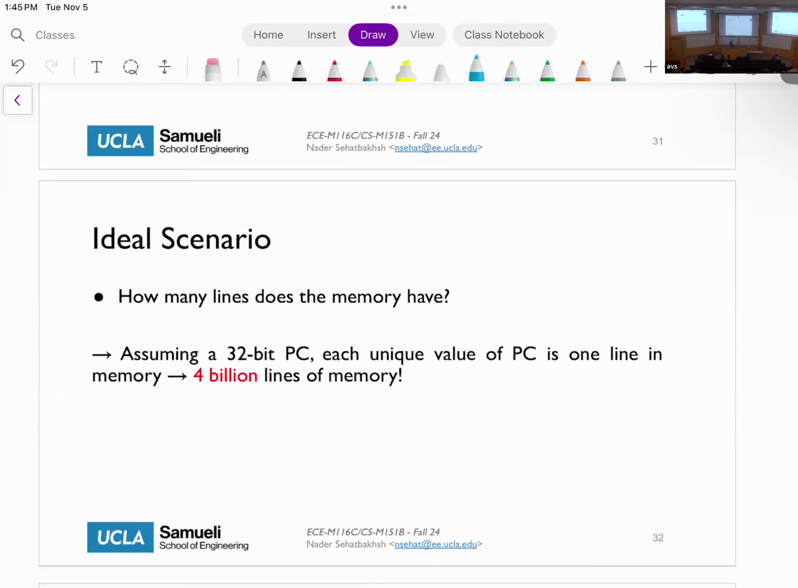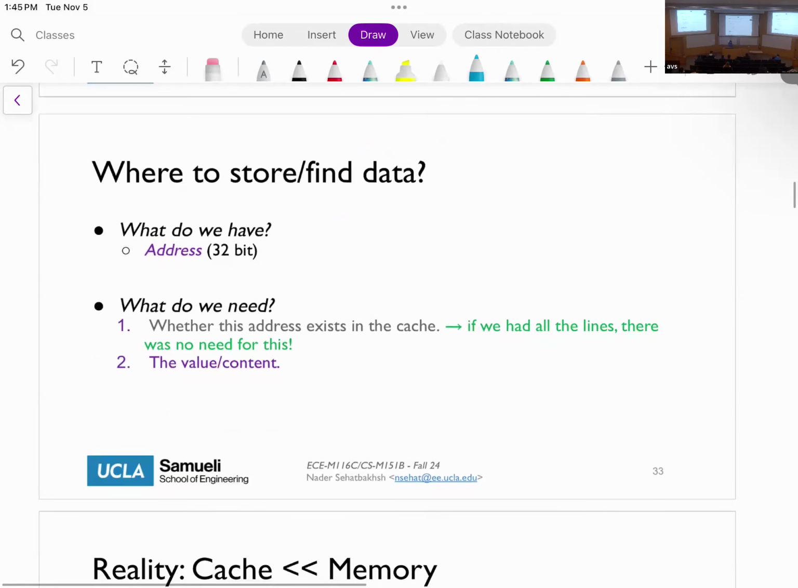Okay? So the first question is, how much memory do I need if I have 32 bits of data or PC or address? And if each unit is 1 byte, then I need 2 to the power of 32 times 1 byte. This comes to about 4 billion lines of memory. And as I said, caches are small, in the order of kilobytes, hundreds of kilobytes. So I obviously cannot store 4 billion lines of memory in my cache. I can only store 32,000 of it. So significantly less, okay? So what should I do?